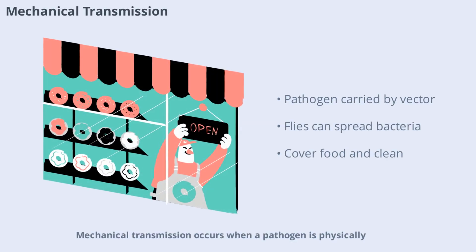Mechanical transmission occurs when a pathogen is physically carried from one place to another by a vector, without multiplying inside the vector. For example, flies landing on food after touching waste can transfer bacteria.